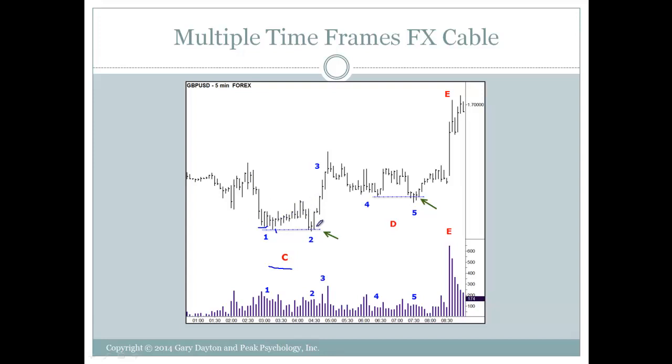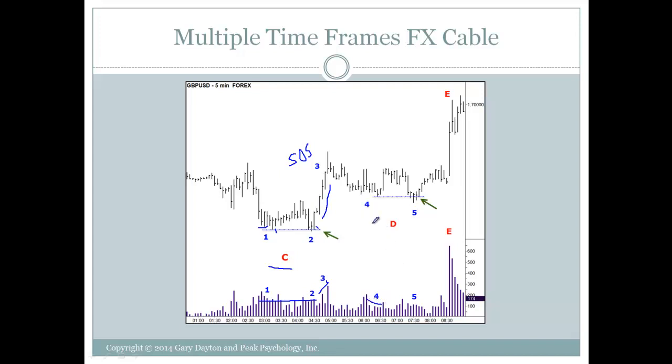And then what happens? We get a spring at 2. Volume is less, which is always a good sign on a spring. Not necessary, but always a good sign. We get what happens next, a sign of strength. There's our sign of strength. Good volume comes in on good price action. And then we come back down sideways here.